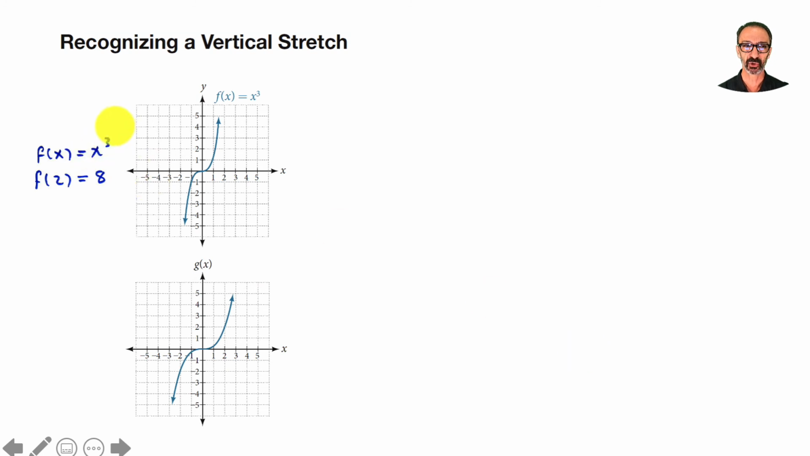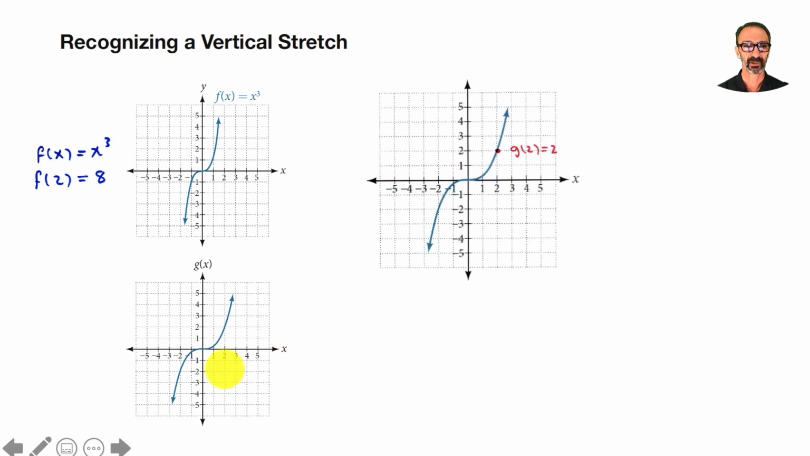If I have x cubed graphed, we know that f of 2 equals 8, because 2 times 2 times 2 is 8. But it looks like this one here is having the same scale as this grid, but looks like something happened here. It's like somebody pushed it from the top and made it compressed. Well, if you zoom in and look at it, it looks like 2 is not going to 8, 2 is going to 2, as you could see.